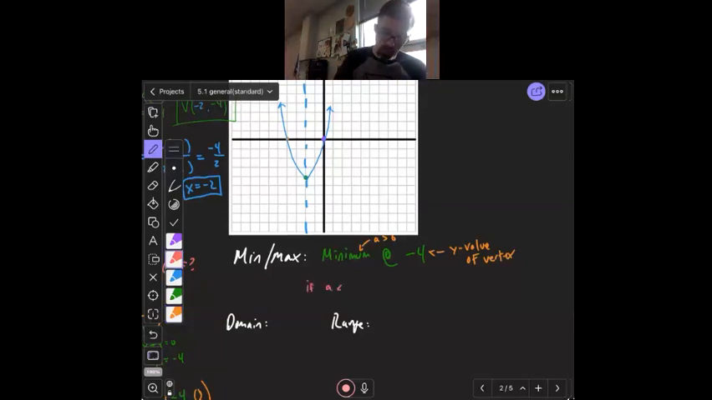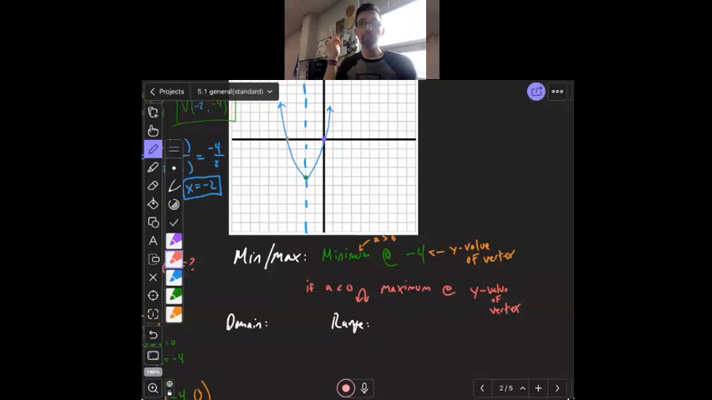If A had been less than 0, right, aka opens down, then that would have been a maximum. It's still whatever the y value of the vertex is. Okay, so A switching to be negative just changes that it's a maximum. You still find it the exact same way. Okay.